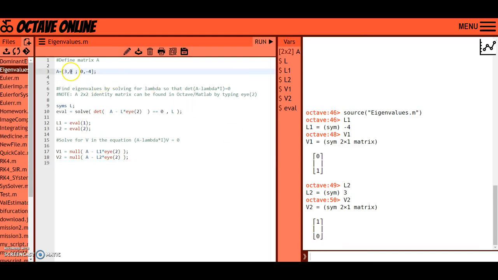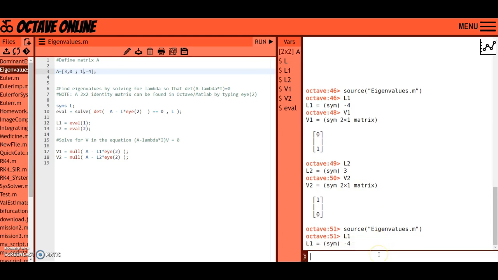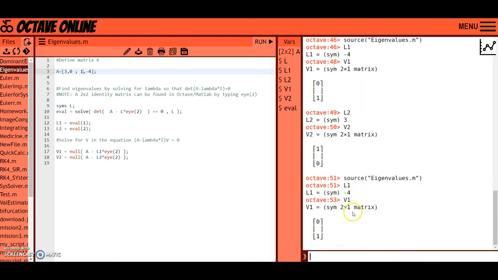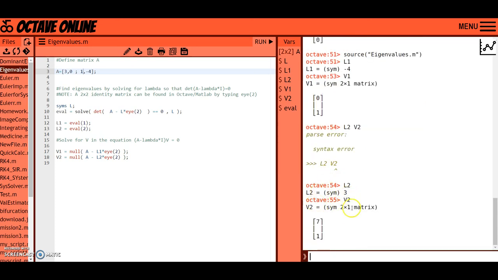Now I can change this to any matrix that I want. Let's say we make this 3, 0, 1, -4, and I click save, and I run this whole thing again. And I access my L1, and I access V1, I get, again, one of the same eigenvalues, -4, and then the vector 0, 1. Now let's see what L2 and V2 reveal. Whoops. So there's L2, and now V2 turns out to be the vector 7, 1.